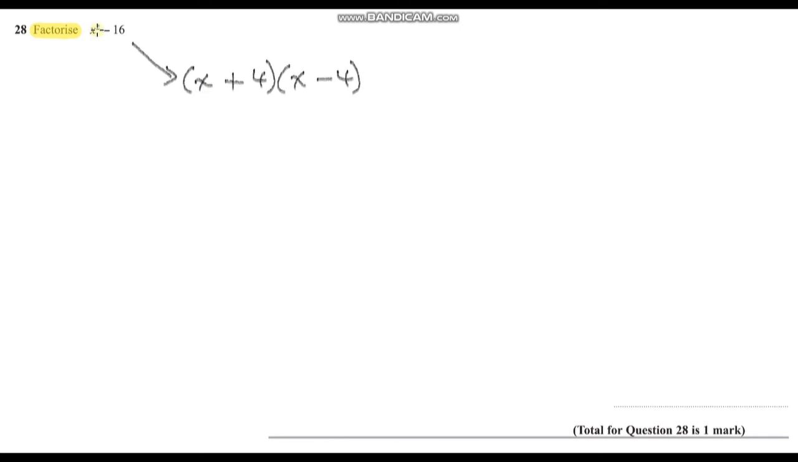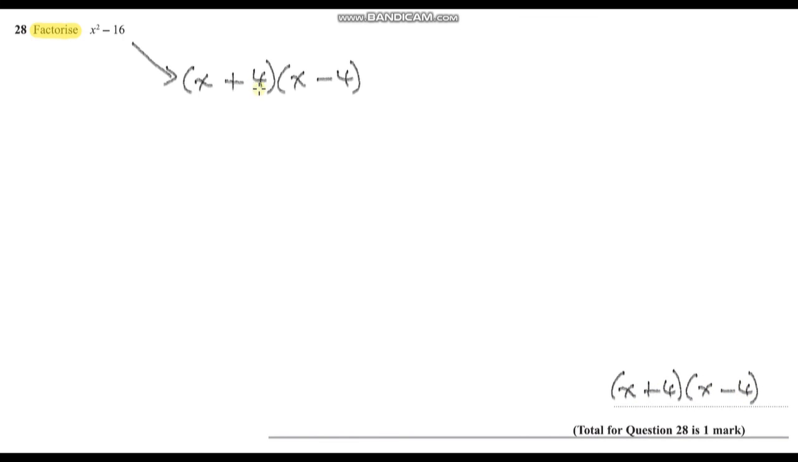And how I got that is we just take the square root of both numbers. So the square root of x squared is x, the square root of 16 is 4. In one of them we put a plus, in the other one we put a minus. So that is our answer. Our answer is x plus 4, x minus 4.